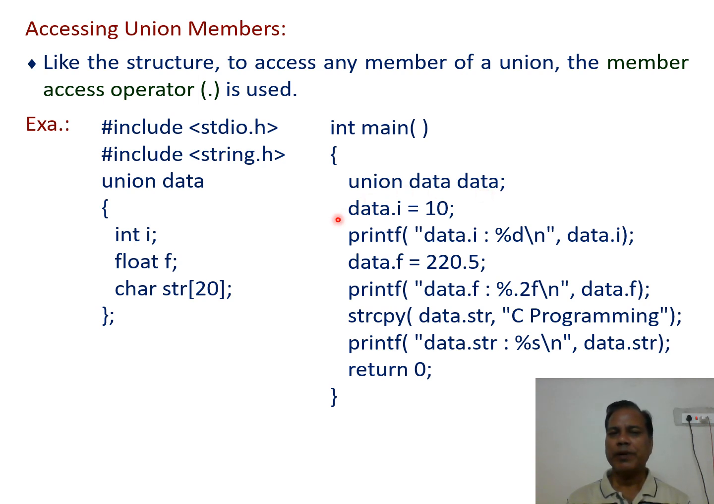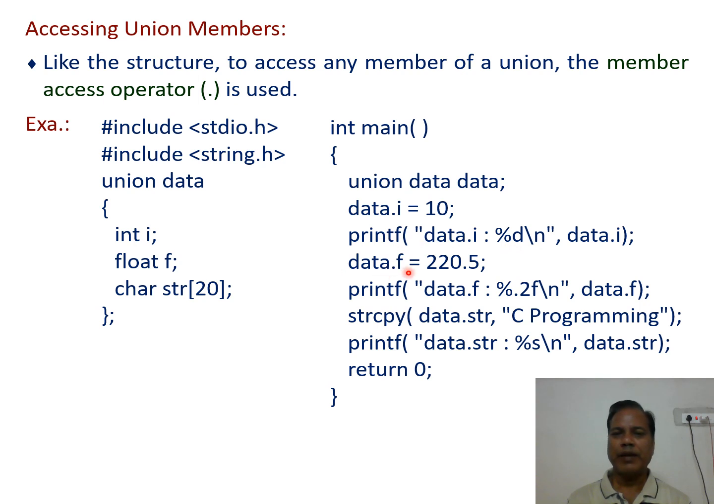Then the second statement data.i equal to 10. The first member variable of the union, i, is assigned a value of 10. Printf data.i colon %d. So at this point, the value assigned to data.i gets printed, and the cursor goes to the beginning of the next line.